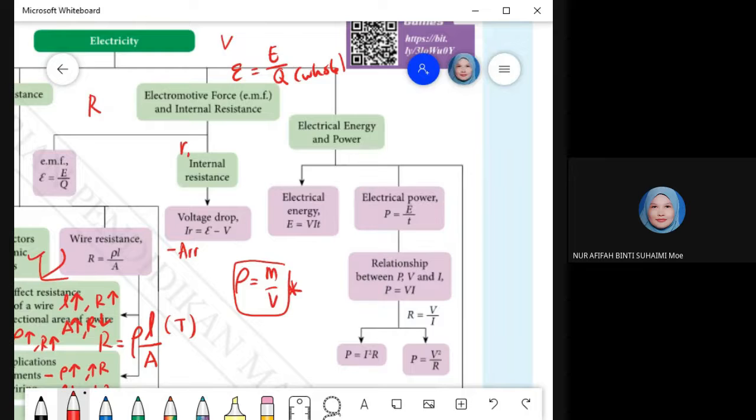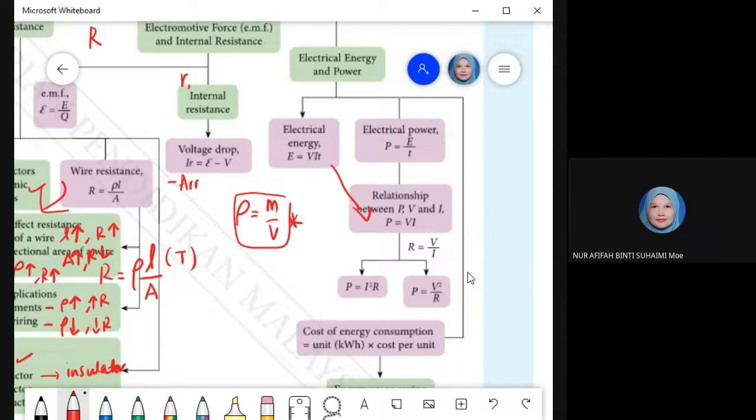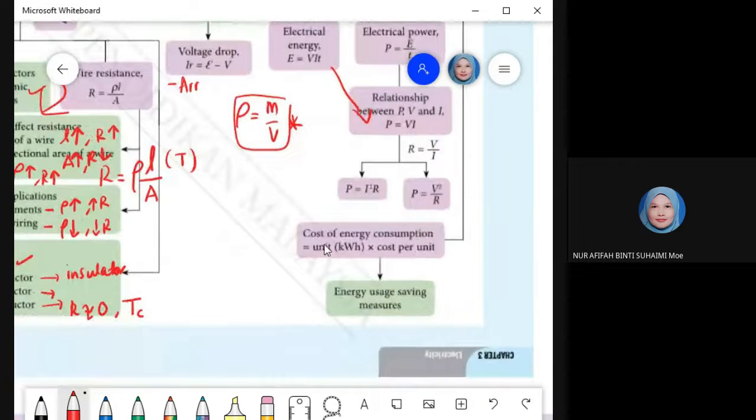Okay, and then we have electrical energy and power, EVIT, buka kepada IV. Okay, ini semua depends pada soalan. And then the cost of energy consumption, kilowatt hour, time cost. Okay.